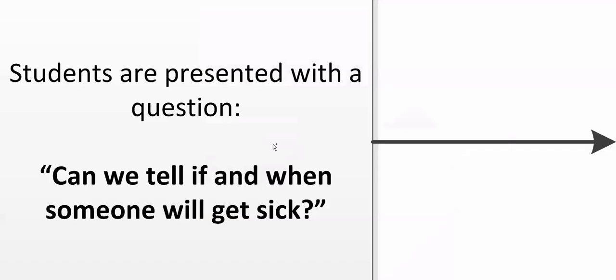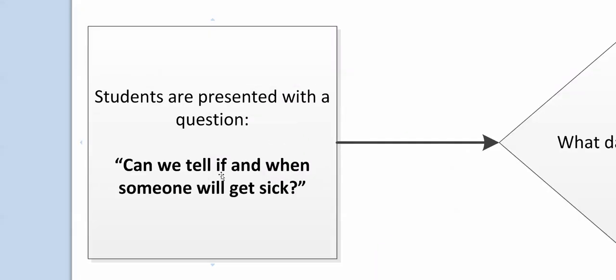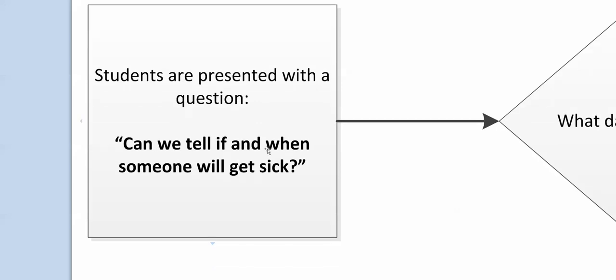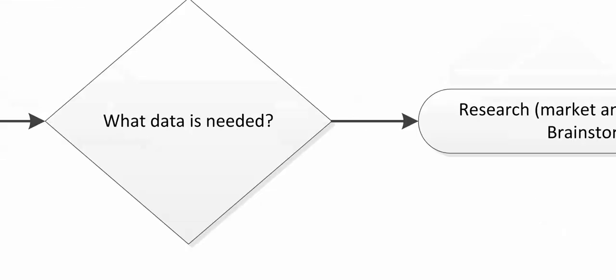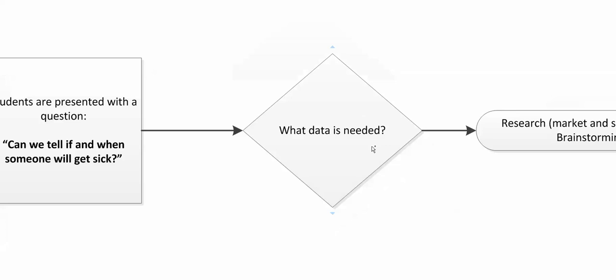So the process starts by students being presented with a question. So for instance, can we tell if and when someone will get sick? So can we use data to tell if and when someone will get sick? Well, to do that, the question is what data is needed? So students are going to need to ask, what data do we need to know that?